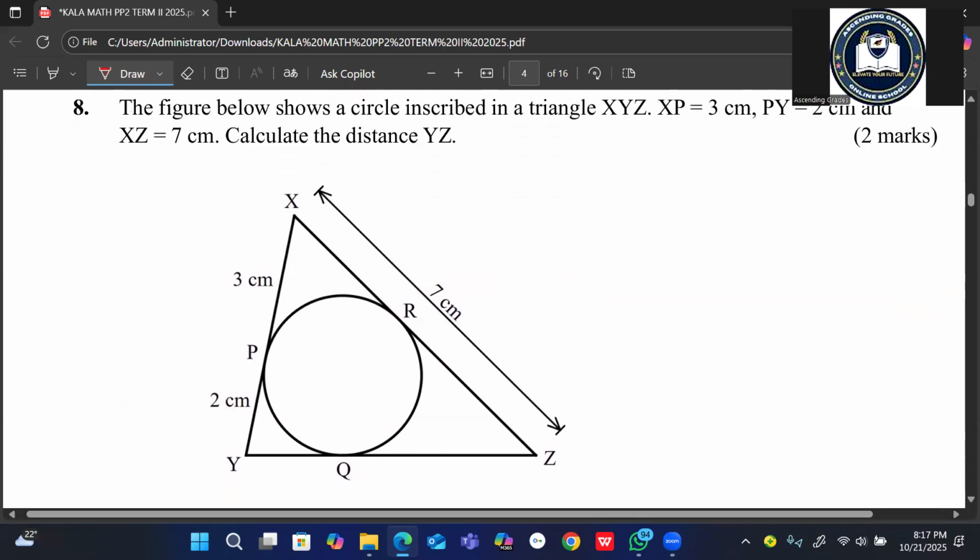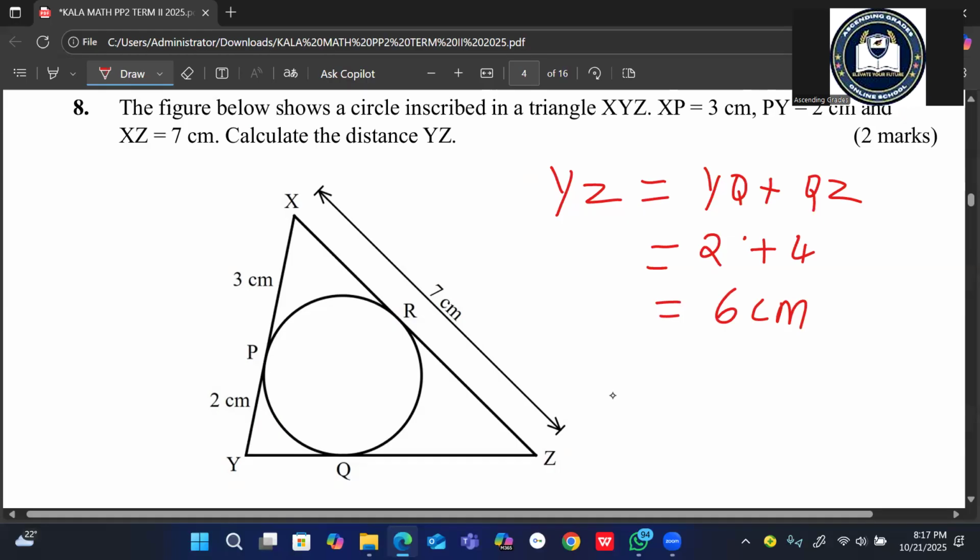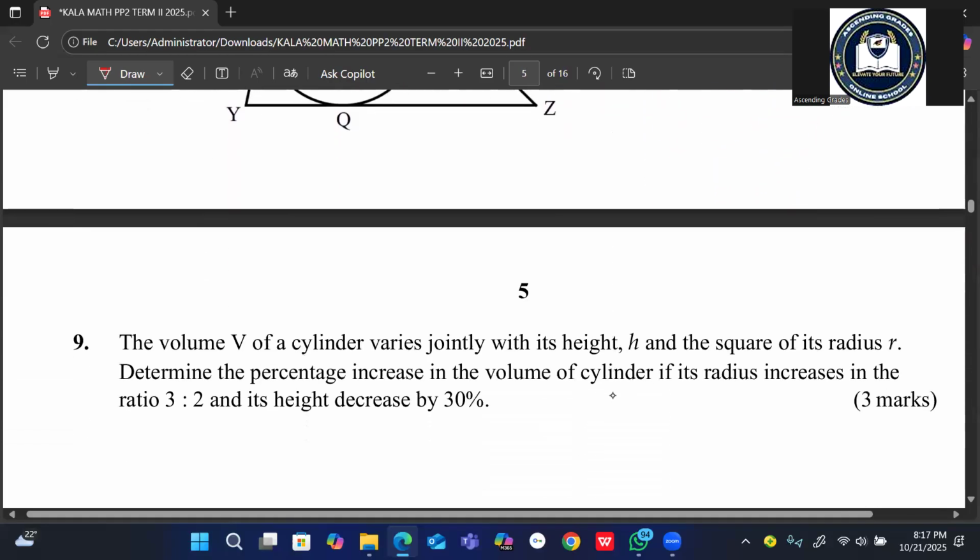So our distance YZ should be equal to YQ plus QZ. Now our YQ is just 2 centimeters and our QZ is 4. So which gives you 6 centimeters. So those are 2 marks. From there we go to number 9.